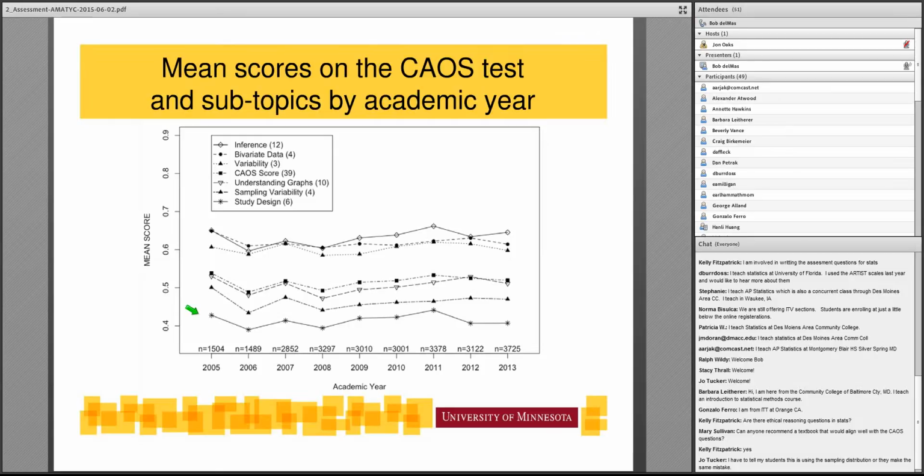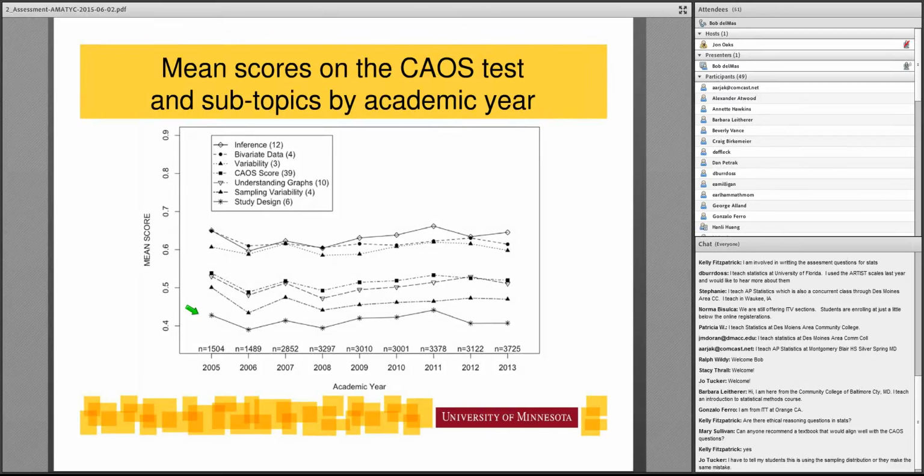I'm sorry, I just noticed a comment from Joe Tucker. Thank you, Joe, about that. Back on that item 32, you said you have to tell your students to use sampling distribution or they make the same mistake. We actually did try wordings that would help them clue into this being about the sampling distribution or distribution of means and so on. That seemed to help a little bit, but we still got this indication that even the better students were likely to get that item wrong. So we haven't found the silver bullet on that, but thank you for sharing that.